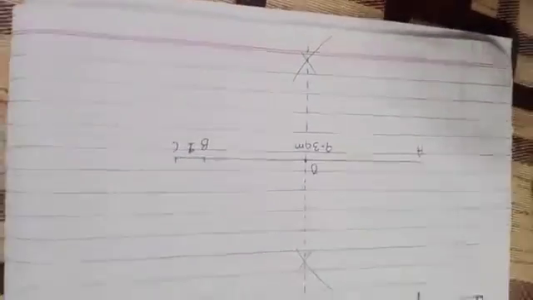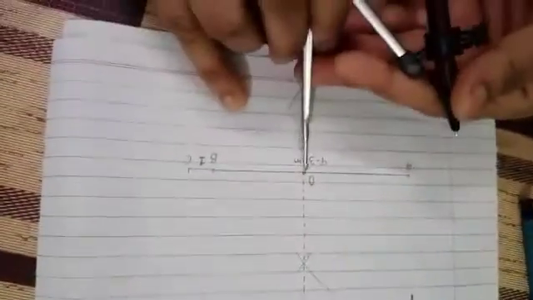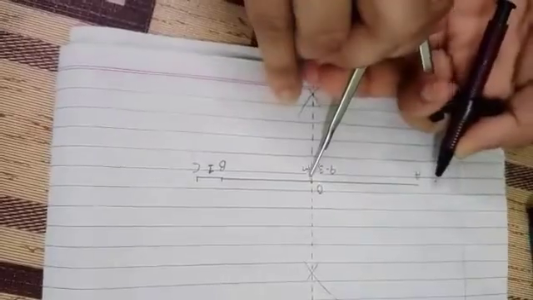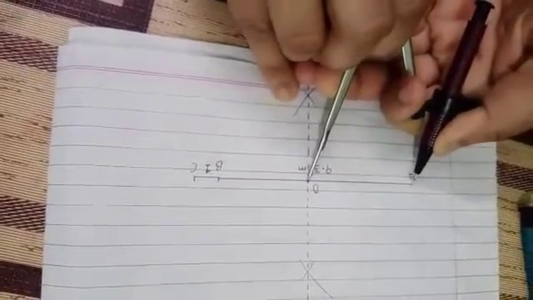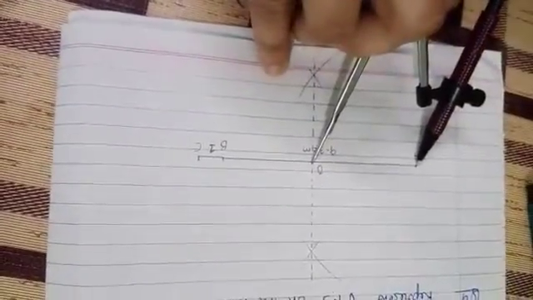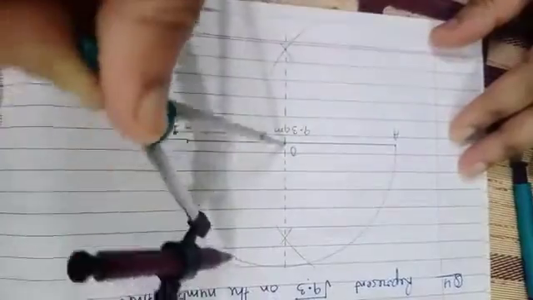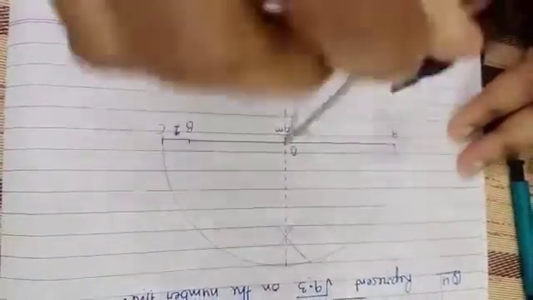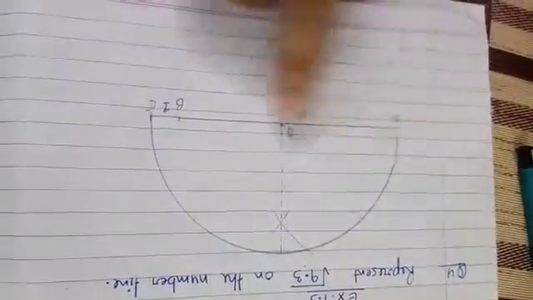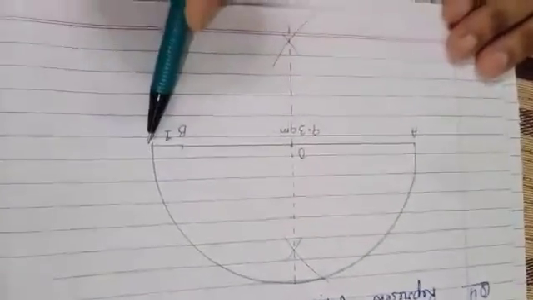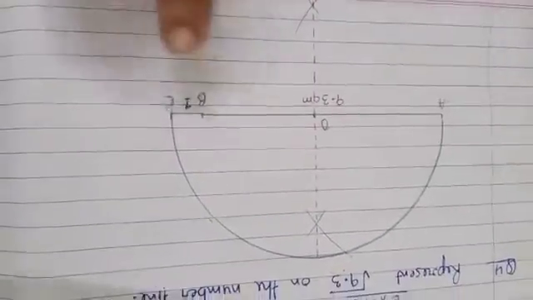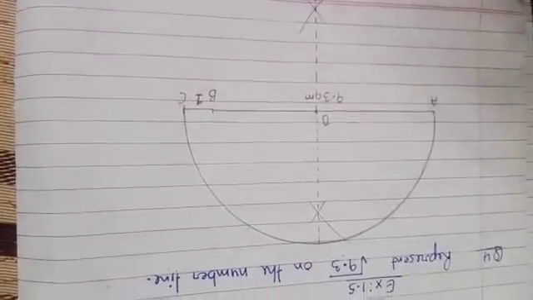Now we will put the pin at O, take the radii as OA. See, OA is the radii, and I will draw the semicircle like this, which definitely will pass through both the points A and C. Got it? Now I have to construct a perpendicular from B.